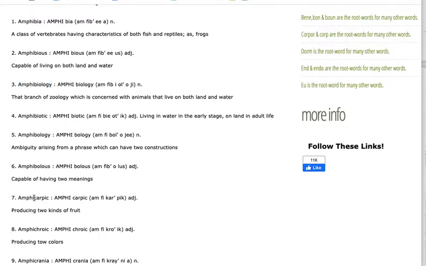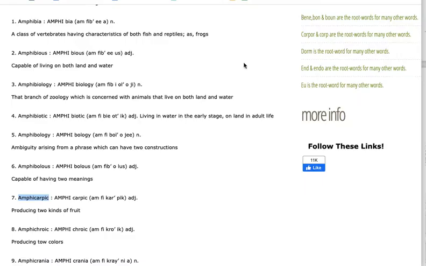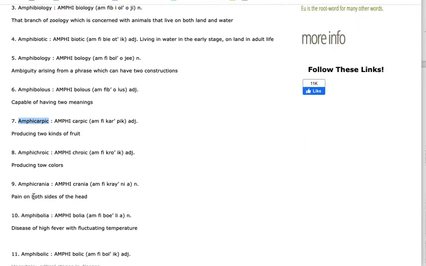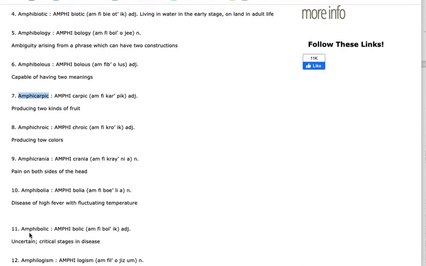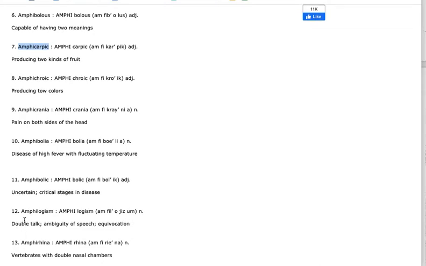Oh, here we go. Amphicarpic, producing 2 kinds of fruit. I know putting that word in there is not going to get me in trouble. So I'm going to try and find one more that I kind of understand. Amphibolia. I don't really understand that. Amphibolic on certain stages. I don't know, that one doesn't make sense to me. Amphilogism. Double talk. Ambiguity of speech. Sure, that'll work perfectly.